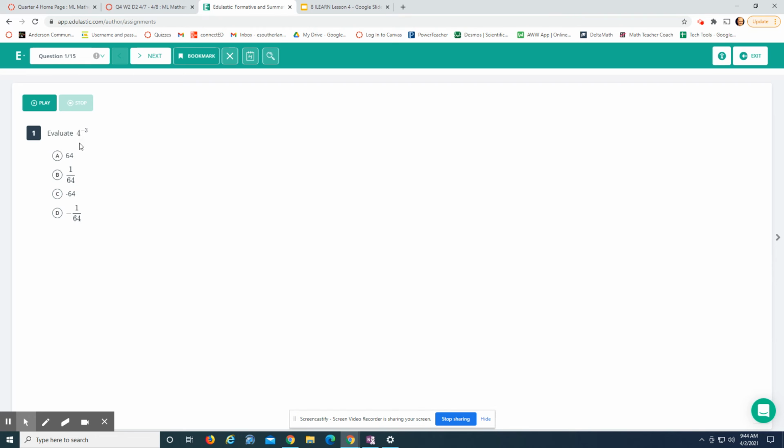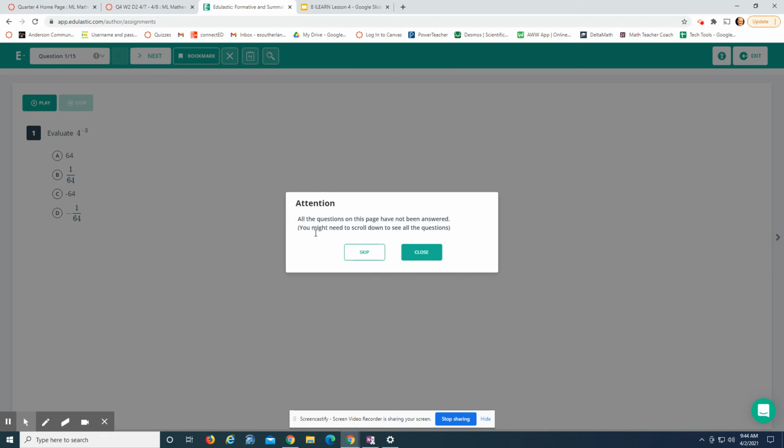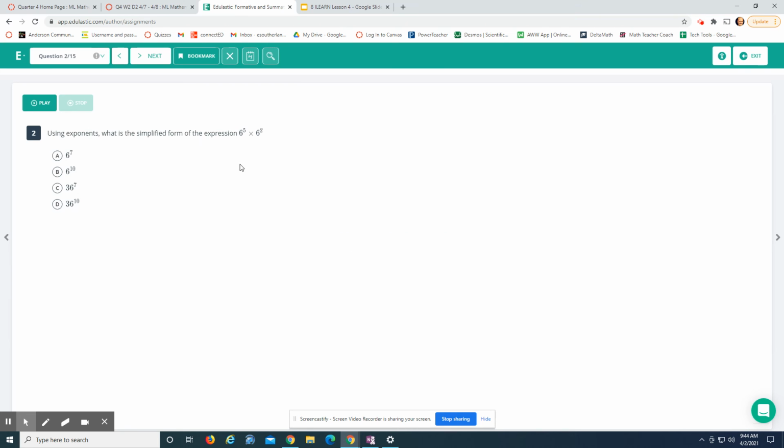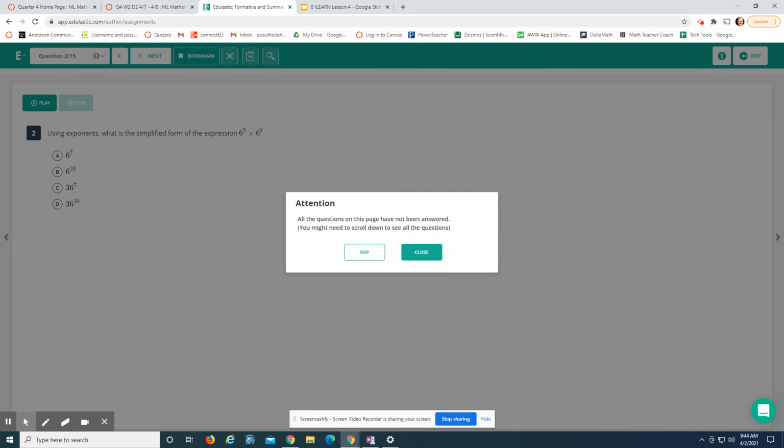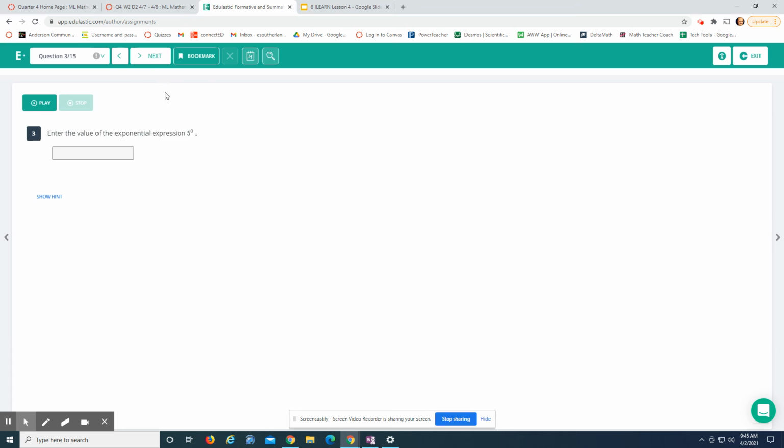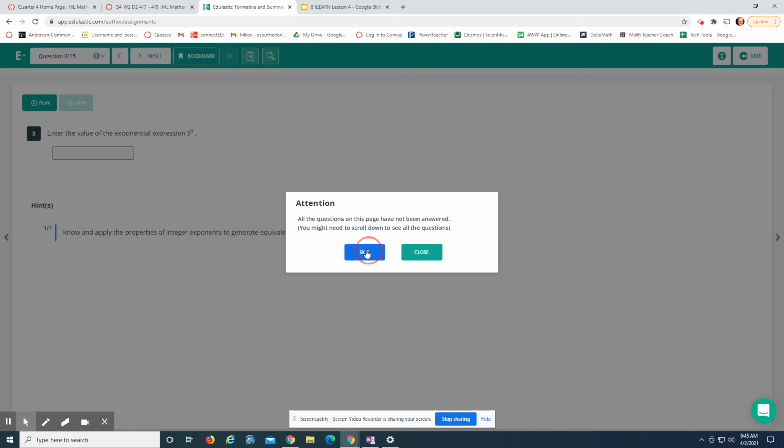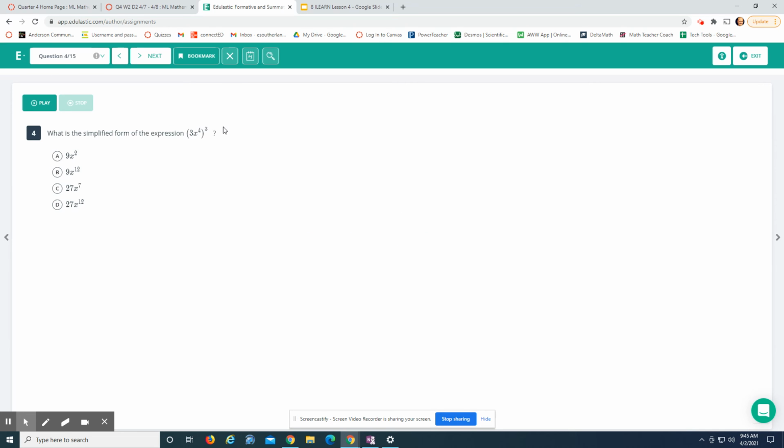You might go back and watch the videos, and then you're going to select which ones are the right ones that fit for that. Same thing here. Cool thing is it's going to show you a hint. Know how to apply the properties of integer exponents. You might have to Google some of these because exponents are hard, but look up the rules. Once you figure out the rules, they become really easy.